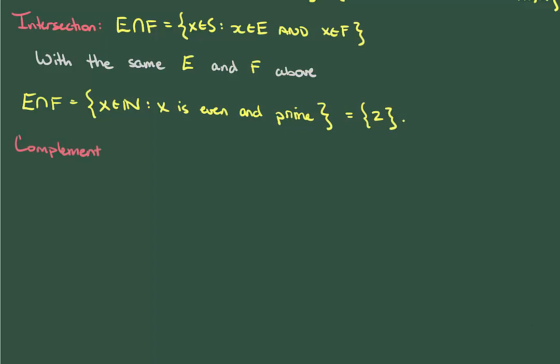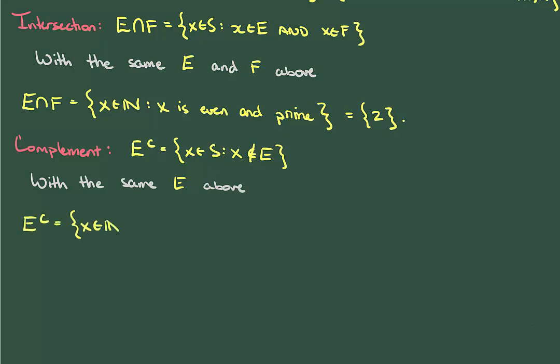Next is the complement of a set. If we take the complement of E, we're asking for all those elements which are not in E. So again, if we keep E as the set of even numbers, then the complement of E is the set of all numbers which are not even, namely the set of odd numbers.